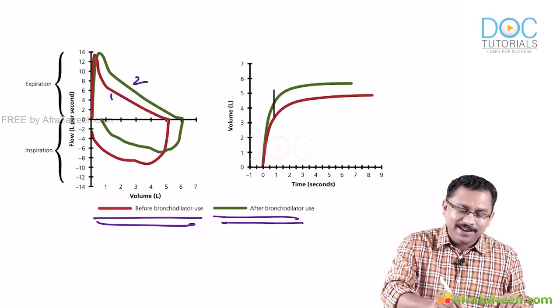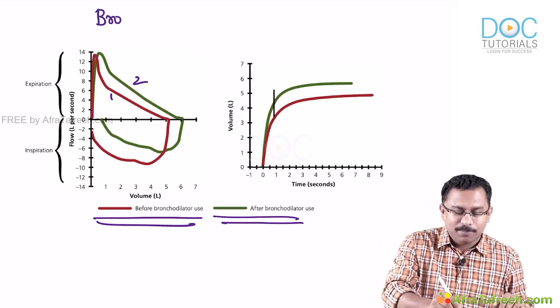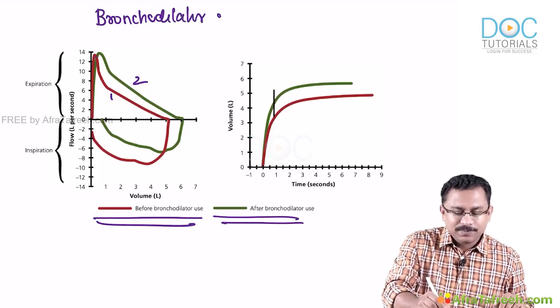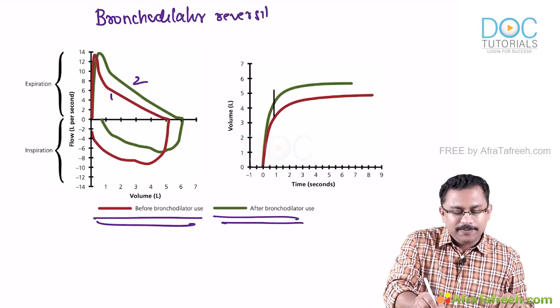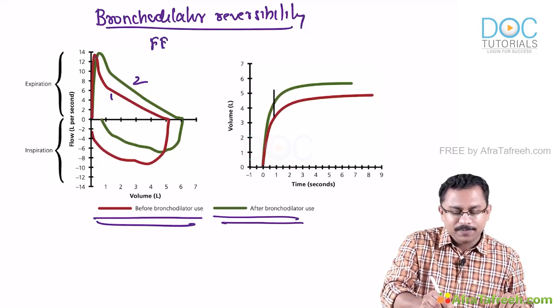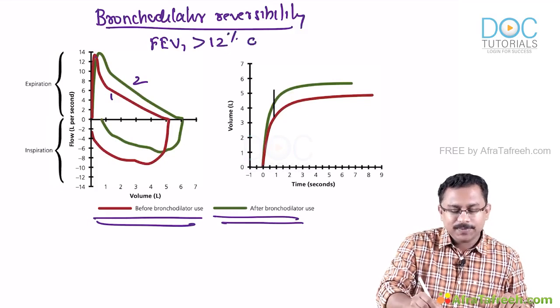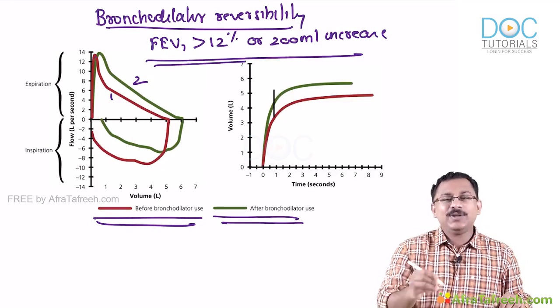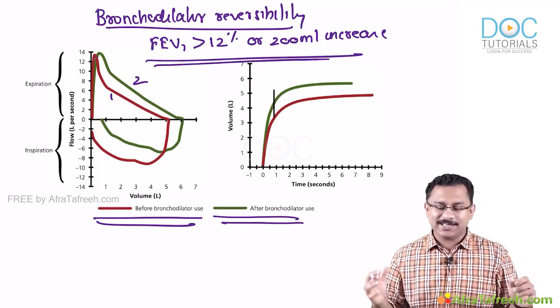So when do you say that there is bronchodilator reversibility? You say that when the FEV1 increases by more than 12%, or there is a 200 ml increase in your FEV1. That is when you say there is a bronchodilator reversibility.